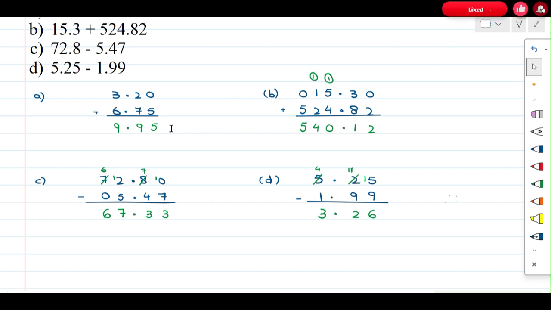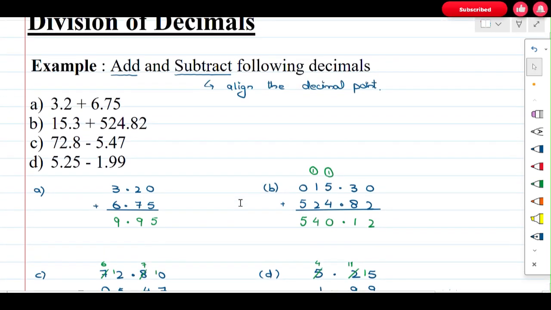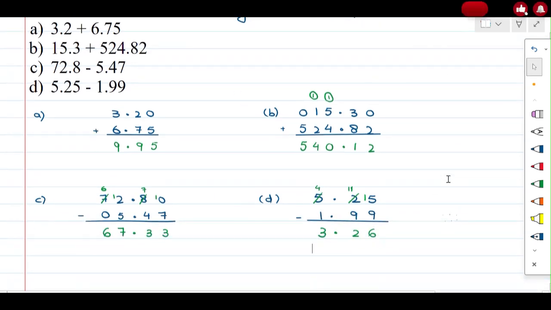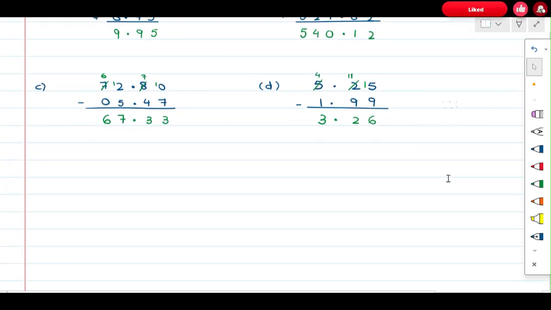The main concept in addition and subtraction of decimals is that you need to align the decimal point. Once you align the decimal point, you can easily add and subtract the two decimal numbers. Let's move to the multiplication and division of decimal numbers.